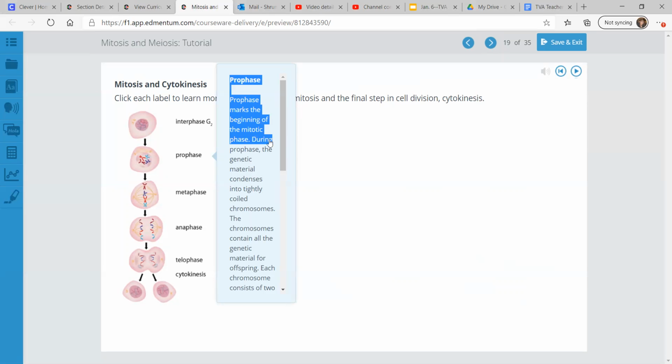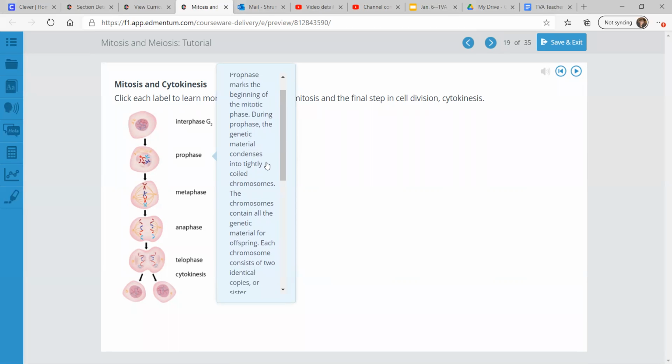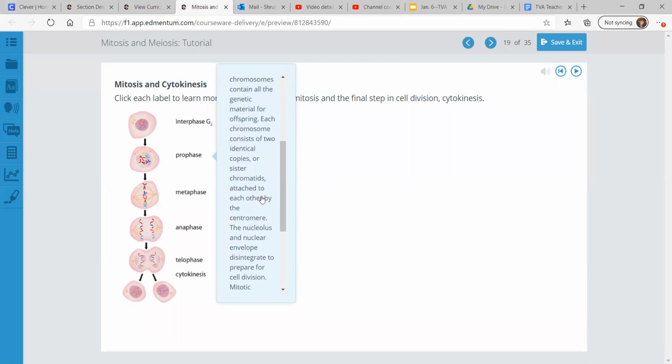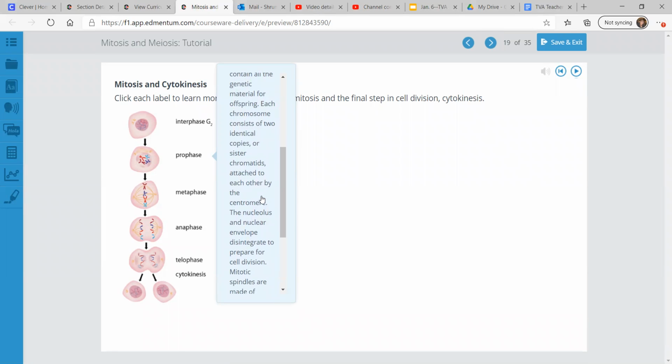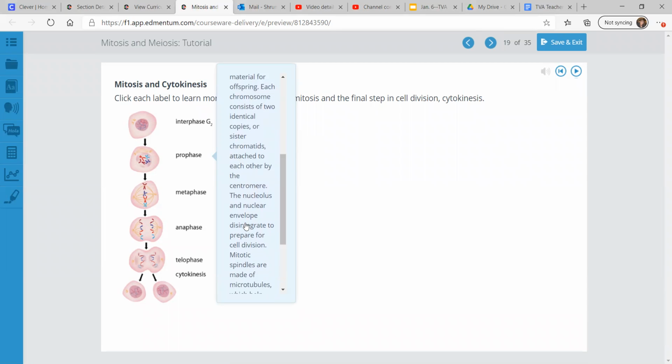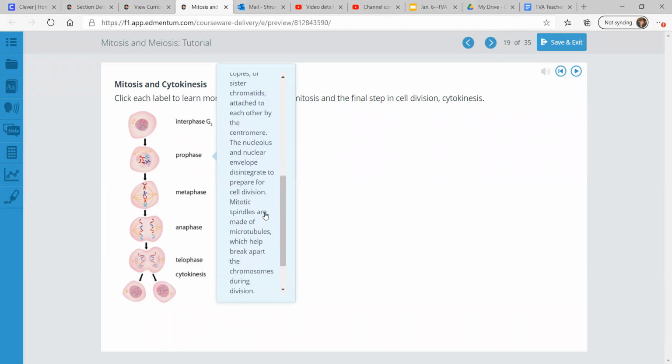Prophase marks the beginning of the mitotic phase. During prophase, the genetic material condenses into tightly coiled chromosomes. The chromosomes contain all of the genetic material for offspring. Each chromosome consists of two identical copies or sister chromatids attached to each other by the centromere. And the nucleolus and nuclear envelope disintegrate to prepare for cell division. Mitotic spindles are made of microtubules, which help break apart the chromosomes during division.